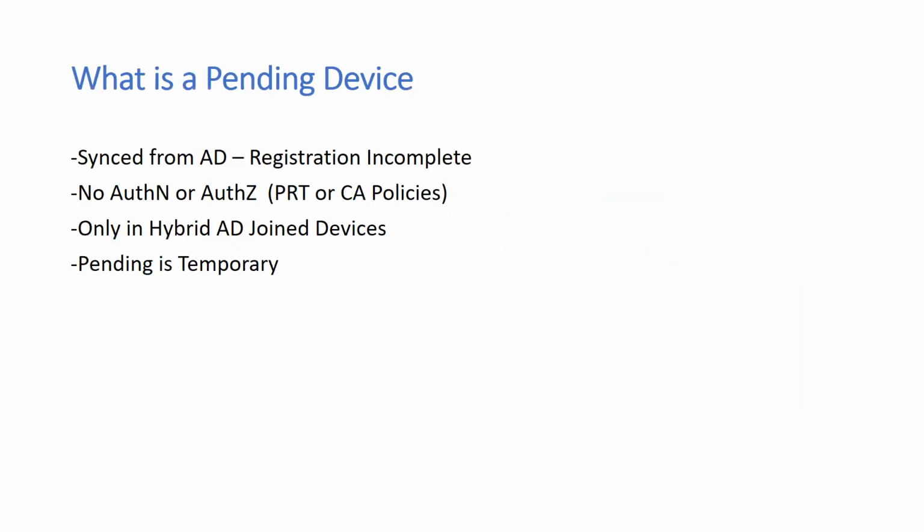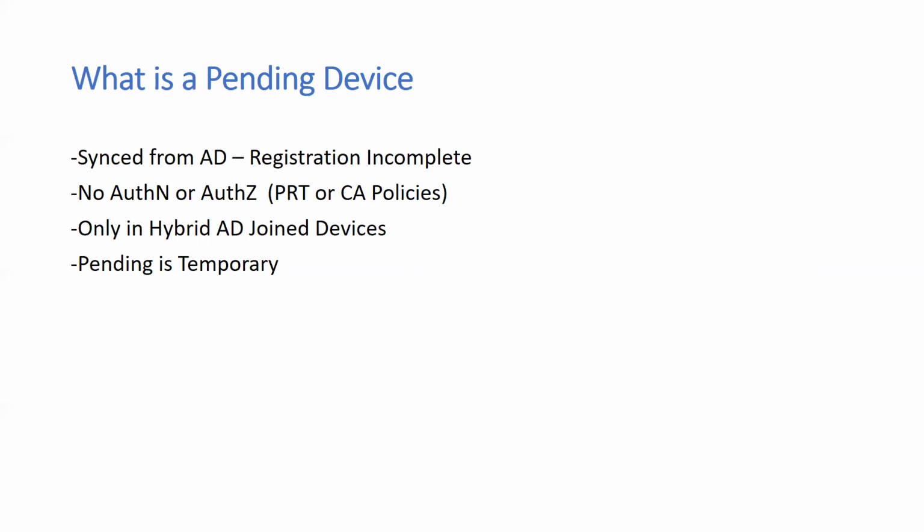Now, our first point here is, what is a pending device? A pending device is simply a device that is synced or synchronized to Azure AD from the on-premise Active Directory, but has not completed the registration with Azure AD Device Registration Service. Once the device is in this pending state, that device cannot complete any authentication or authorization requests, such as primary refresh token for SSO, or that device will not apply device-based conditional access policy.